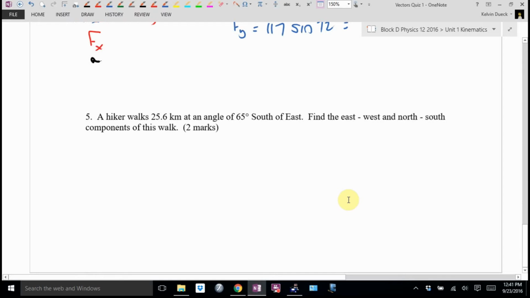Last one. Hiker walks 25.6 kilometers at an angle of 65 degrees south of east. South of what? East. Looks like I'm going to start going east. 65 degrees to the south. Something like that. There's the vector. And it's apparently 25.6 long. That angle there is 65 degrees. Is it slanty, Gilles? Yes, it's a job for components.